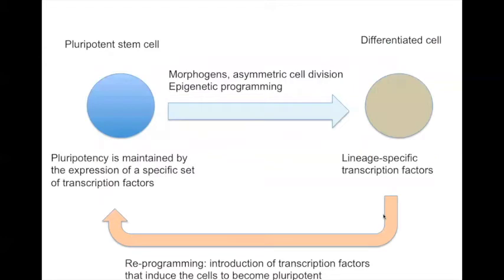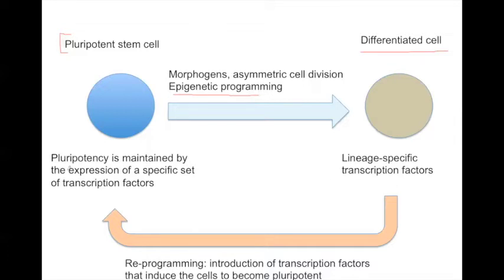So what have we got then? Here is our pluripotent stem cell. The pluripotent stem cell, in the presence of morphogens and asymmetric cell division, undergoes epigenetic programming. In other words, it starts to rewrite its DNA. It changes the methylation pattern of that DNA. It changes the methylation and acetylation pattern of the histones which are associated with that DNA. That change in epigenetic program leads to a differentiated cell.